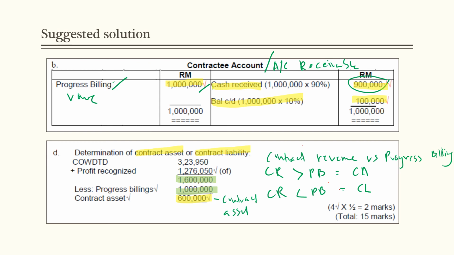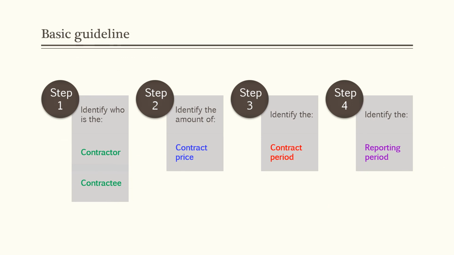Okay, so it shows that the company is less in claim from its contractee because you only billed the customer 1 million ringgit. Consequently, this contract asset will be recorded in the statement of financial position under current asset. So, it shows that the amount is due from the customer. Okay, that's all the discussion for question 2 of Common Test April 2019.